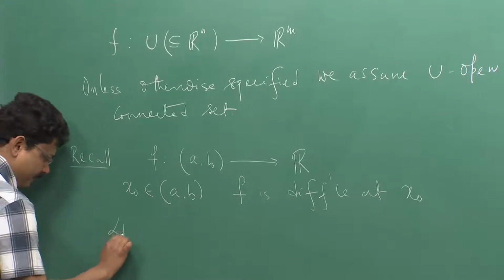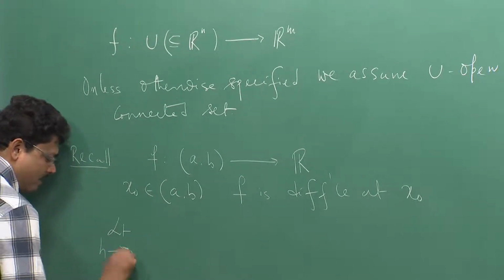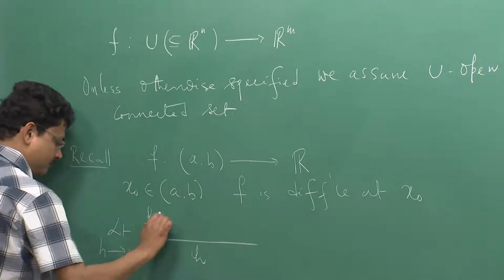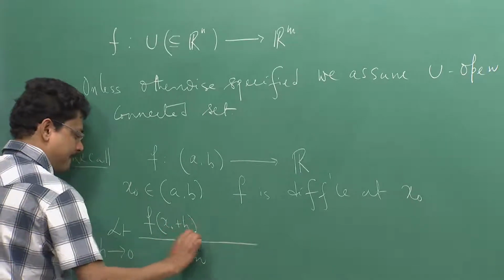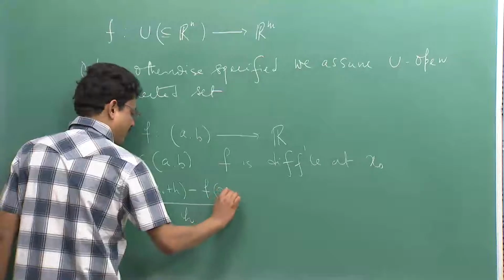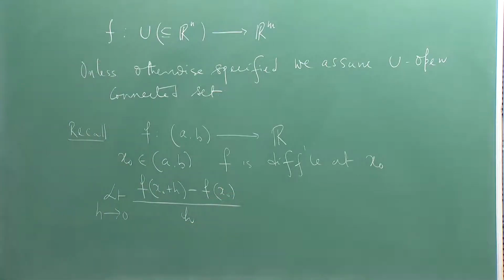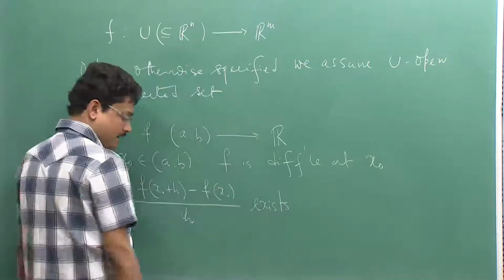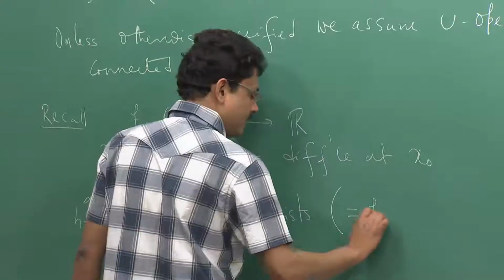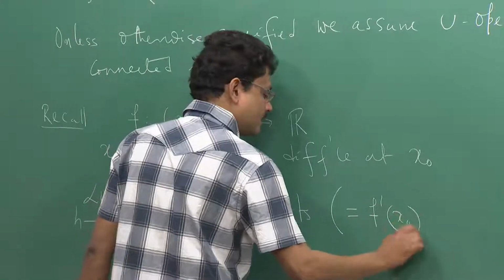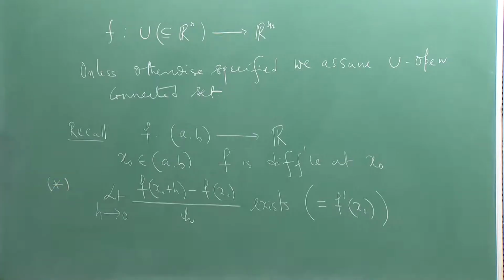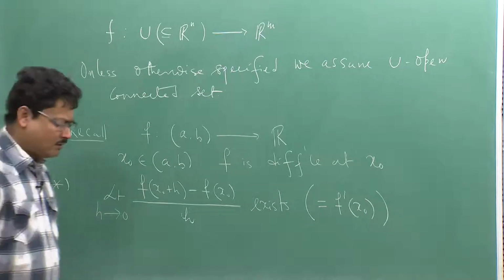Something like this happens, that limit as h goes to 0, correct, this exists, and we call it f prime at x naught. So, what is the meaning of this definition? Let us put a star here. What is the meaning of this definition star? Well, it is here.